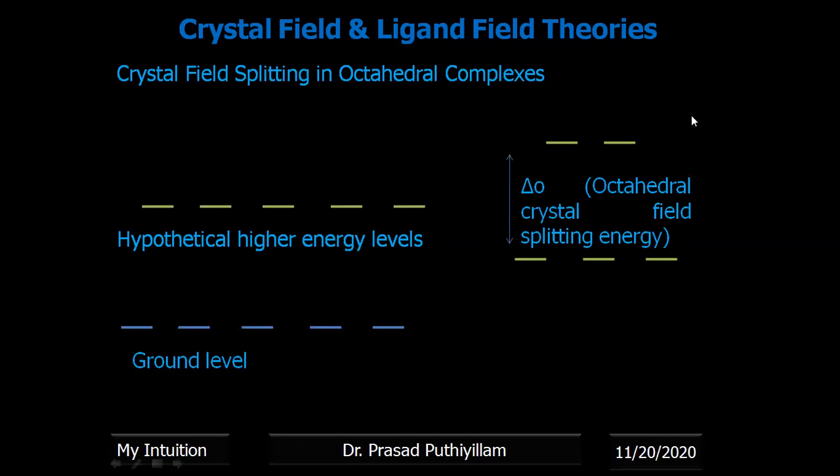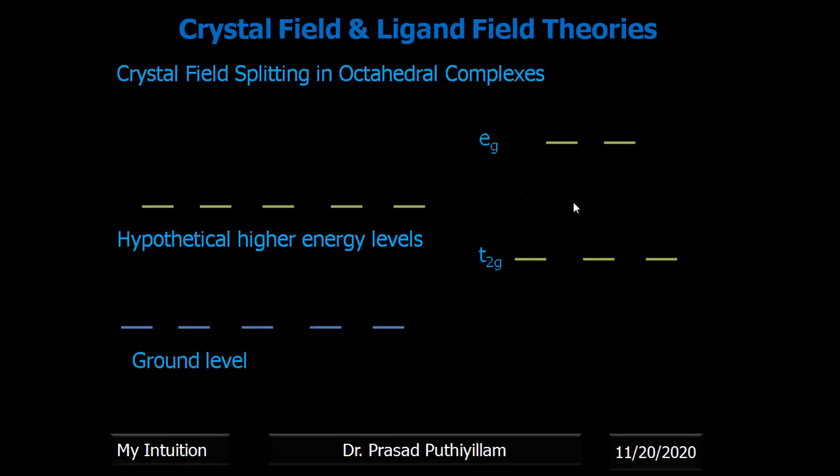Here it is represented as the octahedral crystal field splitting energy, delta O. This much energy is required to split this hypothetical energy level into two different degenerate orbitals. So we call them eg as well as t2g. Now what do eg and t2g mean? T represents triply degenerate, and g is gerade.